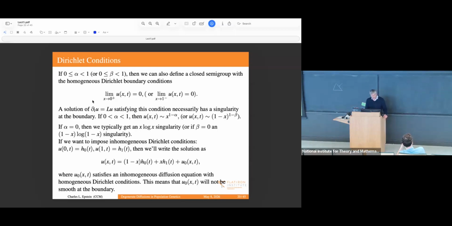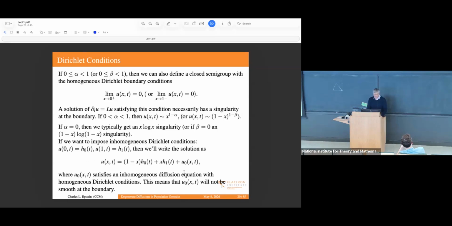Okay. So now when alpha is 0, which is actually a very important special case, we get an x log x singularity or a 1 minus x log 1 minus x singularity. Now, suppose we would like to impose inhomogeneous Dirichlet conditions. Well, what we do is we want u to be h0 of t at x equal to 0, and we want u to be h1 of t at x equal to 1.